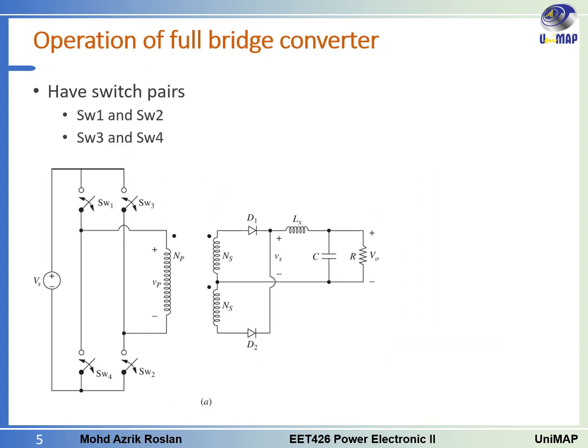The full bridge converter will have switch pairs. Okay, we have switch 1 and switch 2, and then switch 3 and switch 4. So what we mean by having a switch pair is that if switch 1 is on, switch 2 will also be on. Okay, and then if switch 3 is on, switch 4 will also be on. The same thing happens when this one is off, this one must also be off.